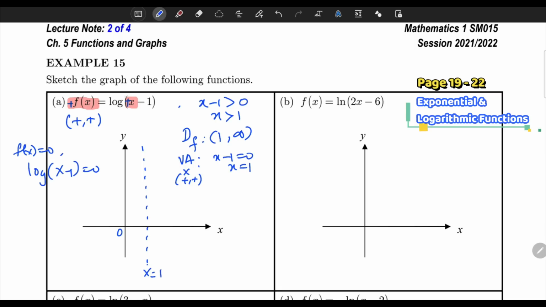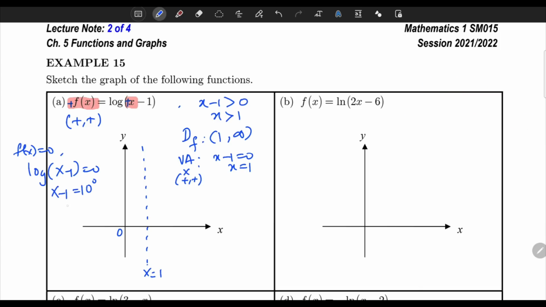So the base is not stated there. So that should be base 10. So x minus 1 equal to 10 to the power 0. Change to index form. So you have x minus 1 equal to 1, x equal to 2. So we have 2 here. Alright, so then the graph would be something like this. So this is your positive, positive. So this is your 2. So we found the domain already. This is your domain. So the range will be real numbers.